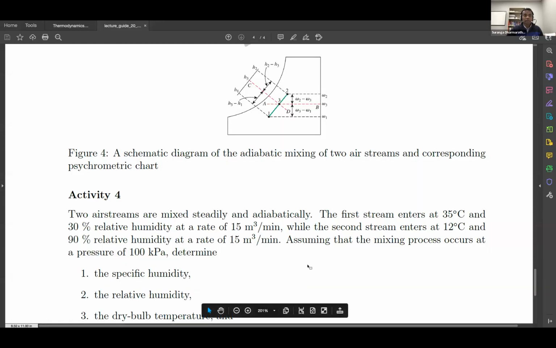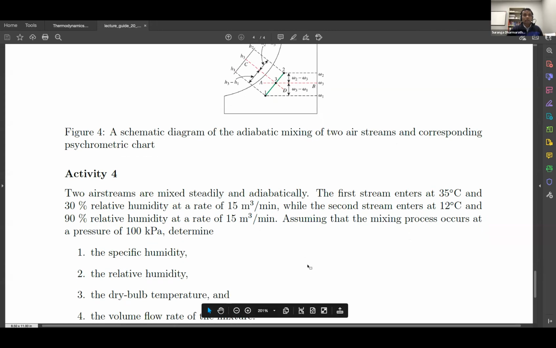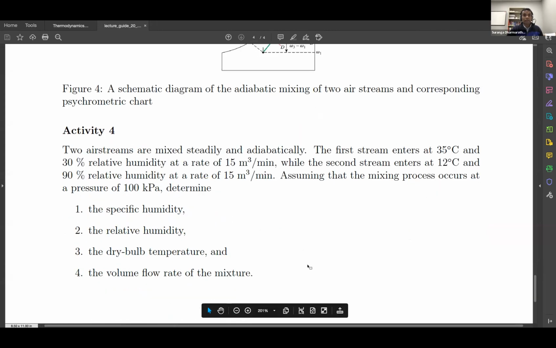This information, and dry bulb temperature and the volume flow rate of the mixture. So now to find the dry bulb temperature, we need to go back to the psychrometric chart. So stop sharing and share the psychrometric chart. Go to the psychrometric chart here.